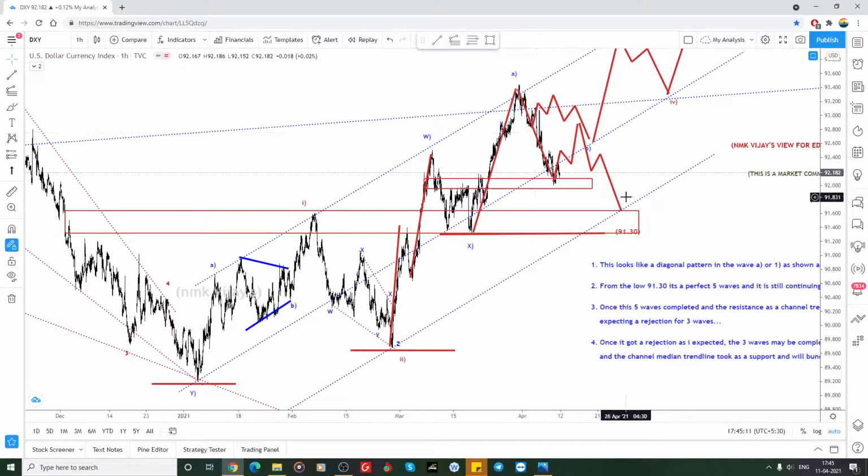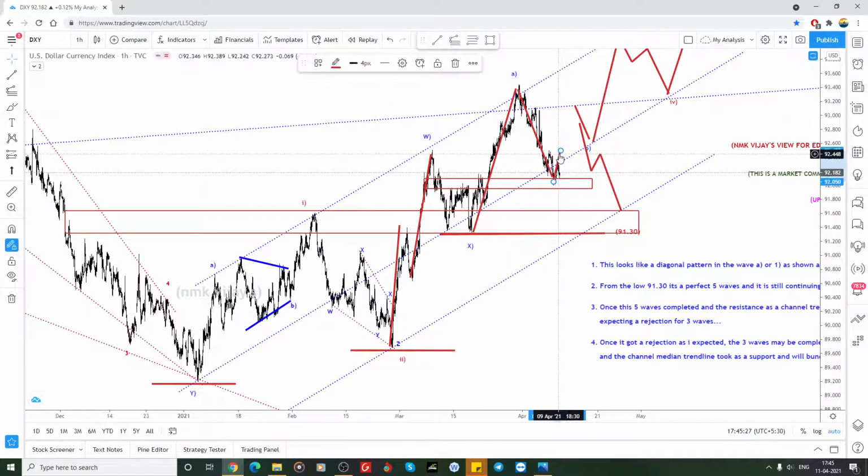So anything can happen, but what I'm trying to say is that my positional long-term view is dollar-ish bullish. So in every pullback, in the deeper pullback, I'm going to add to my positions in the dollar. That's it.